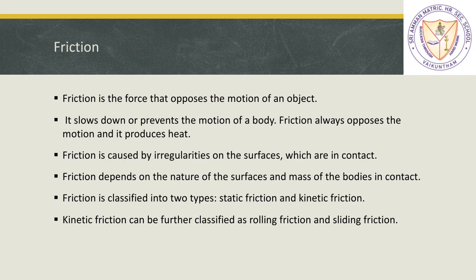In the case of effects of friction, we have learned that friction slows down the movement, one thing. Another thing is it will produce heat, and for that we learned an example of a matchbox, where fire will be generated when striking a matchstick due to the friction. Then, friction is caused by irregularities of the surfaces which are in contact.